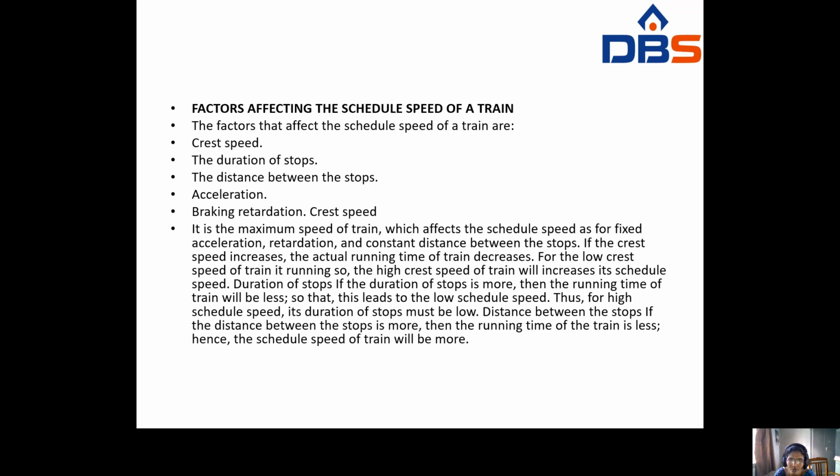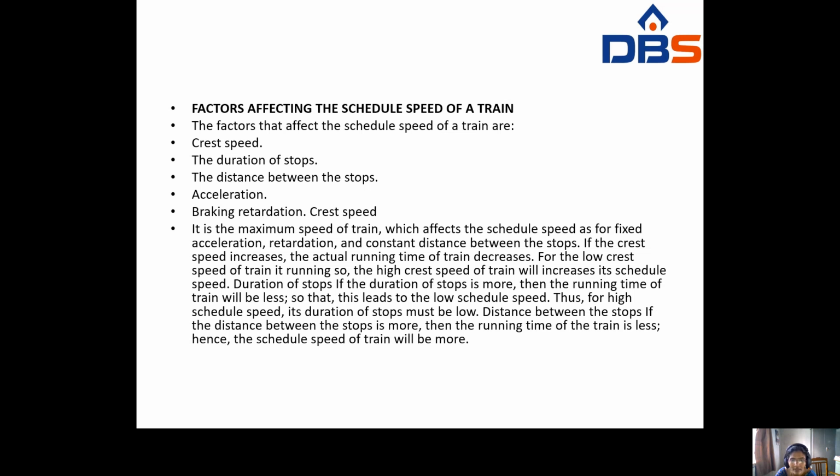If the crest speed increases, the actual running time of the train will decrease. So whenever the crest speed increases, the time period you have to set for running the train will decrease. For the low crest speed, the train runs slowly; with high crest speed, the train will increase its schedule speed.